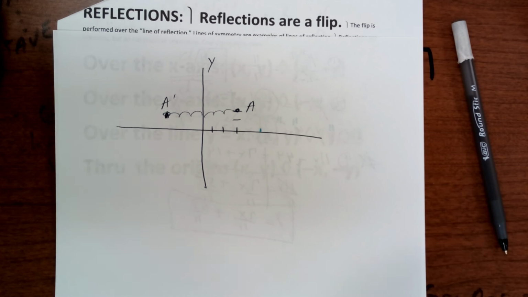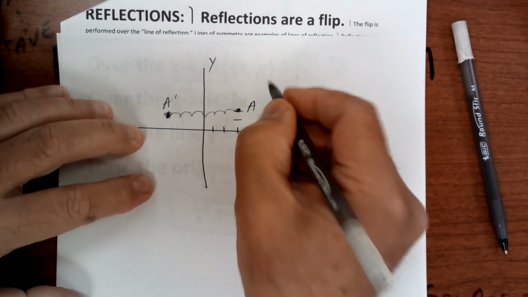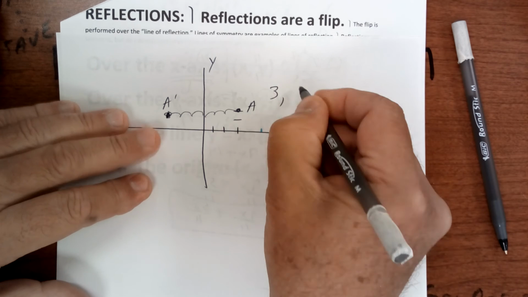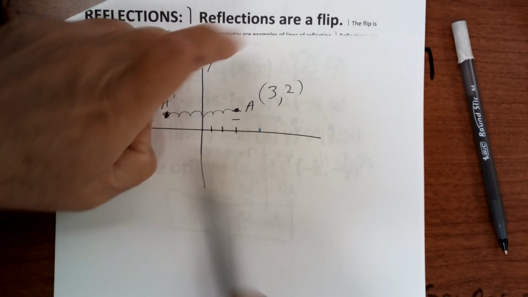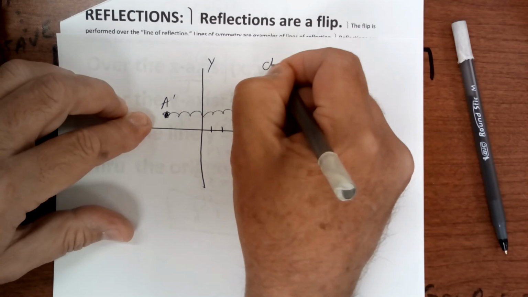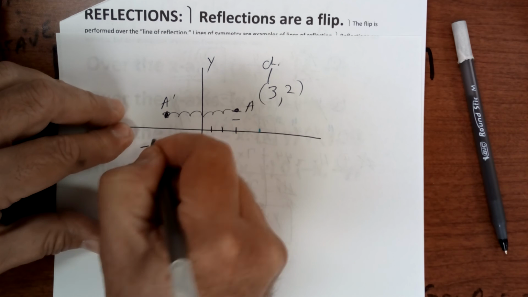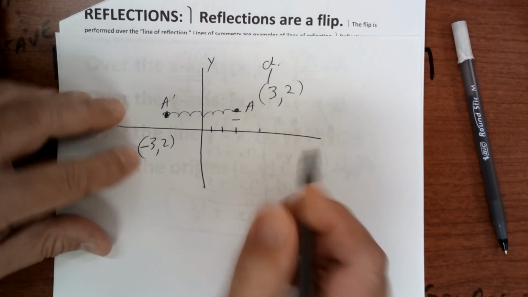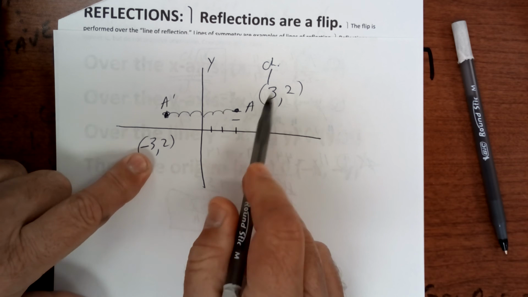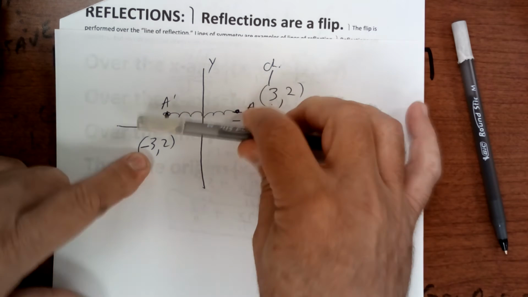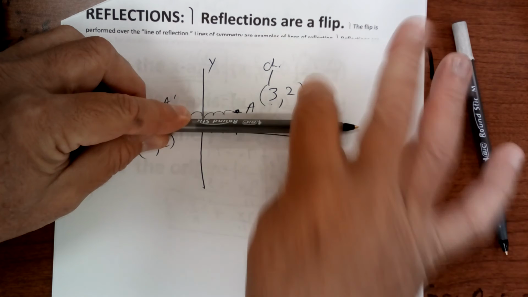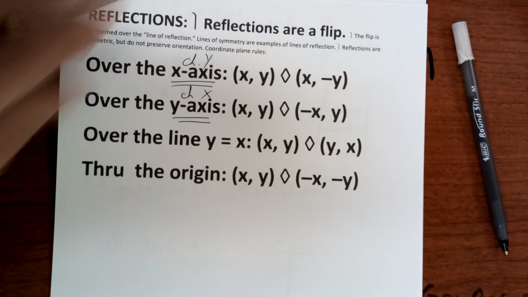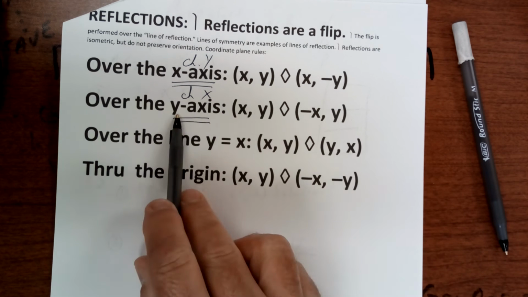So if you look at this point, which is 3 and up 2, since you're going over the y-axis, you change the x. So change this one. So that would be a negative 3 and up 2. So when you change it, you only change the x. If you go over the x-axis, you would change the y because you're going up and down. Those are the rules right there. See how it says y-axis, you change the x?